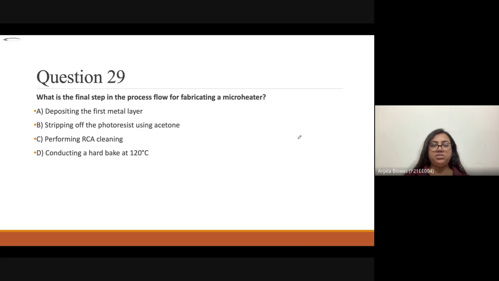What is the final step in the process flow for fabricating a microheater? The first answer is depositing the first metal layer. The second option is stripping off the photoresist using acetone. The third option is performing the RCA cleaning. And the fourth option is conducting a hard bake at 120 degrees centigrade. So please try to solve the answer.